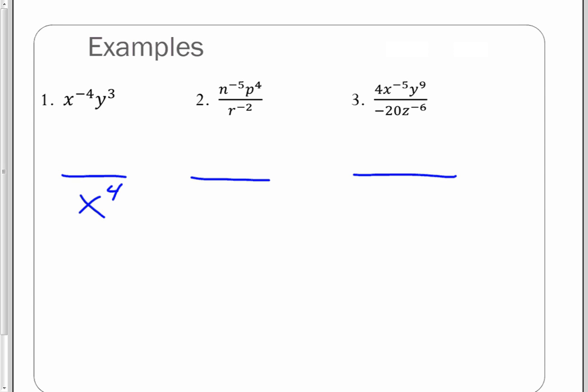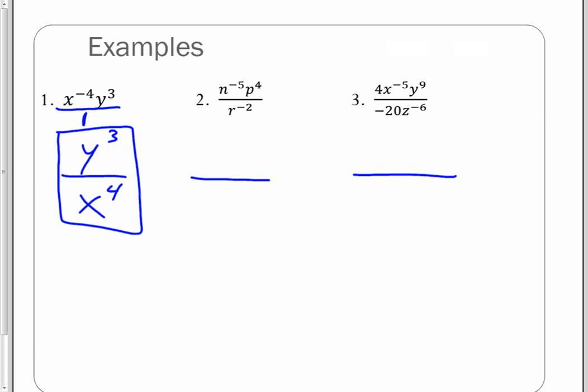Does the y have a negative exponent? It stays where it is. It's good right where it's at. And if you want to put the original over 1, just to help you see where the numerator and denominator are, go ahead and do that. This is done. This is what we want. We want something without the negative exponent.